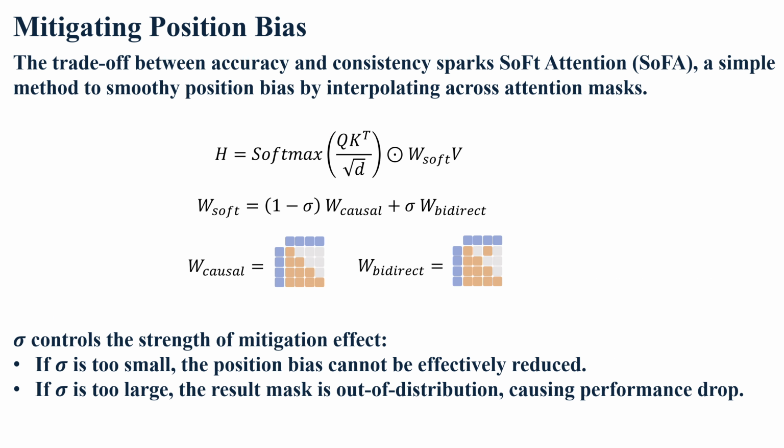To solve this problem, we propose soft attention, SOFA, a simple method to smooth position bias by weighted interpolation between different attention masks. Essentially, SOFA imposes a sigma-weighted bidirectional attention onto the original causal counterpart, which makes an optimal trade-off between accuracy and robustness. Here, sigma controls the strength of these mitigation effects. If sigma is too small, the position bias cannot be reduced enough. And if sigma is too large, the resulting hidden states are out of distribution, which may cause performance degradation.